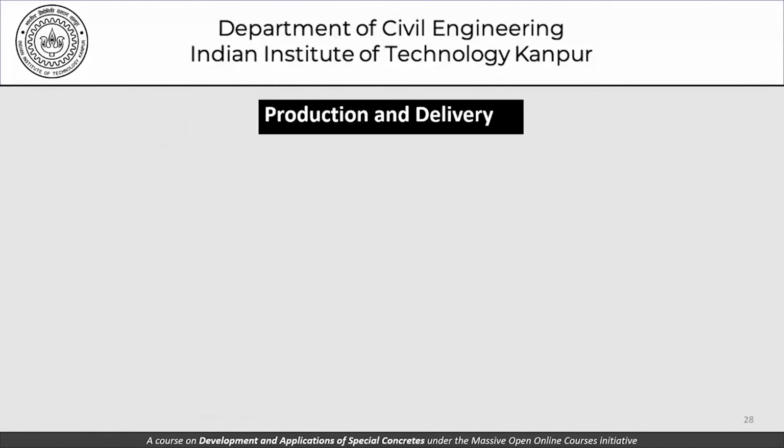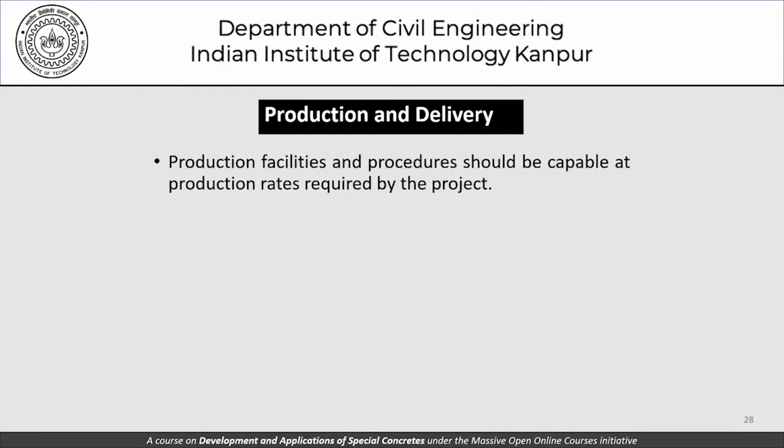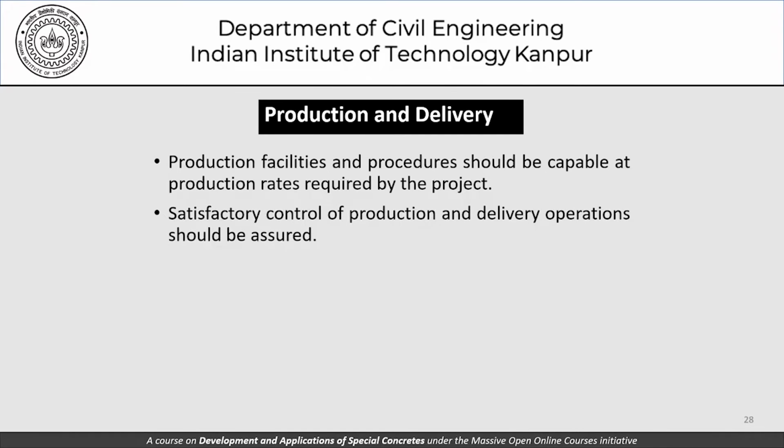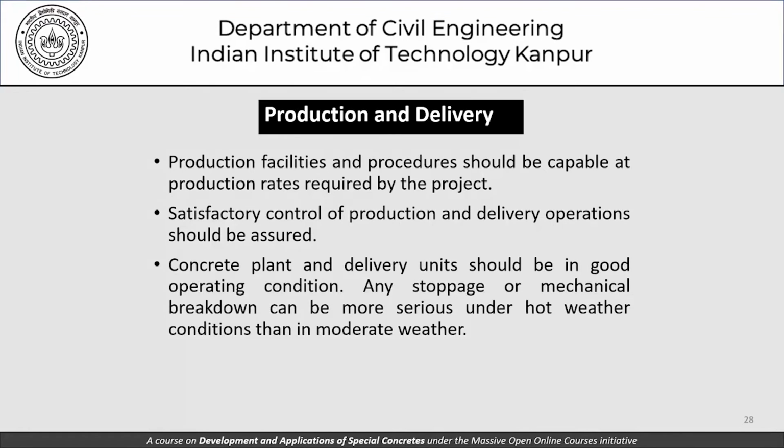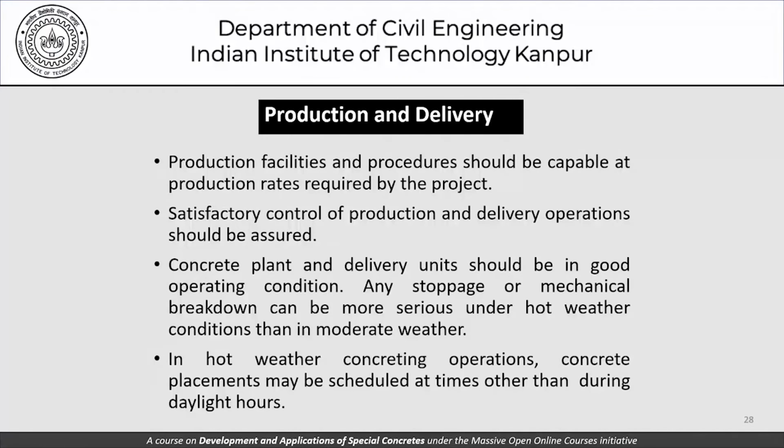As far as production and delivery is concerned, production facilities and procedures should be capable at production rates required by the project. Satisfactory control of production and delivery operations must be ensured, and concrete plant and delivery units should be in good operating conditions. This is especially important because stoppages and mechanical breakdowns can be more serious under hot weather conditions than in moderate weather. In hot weather concreting operations, concrete placement may be scheduled at times other than during the daylight hours, just because you want to work at lower ambient temperatures to the extent that's possible.